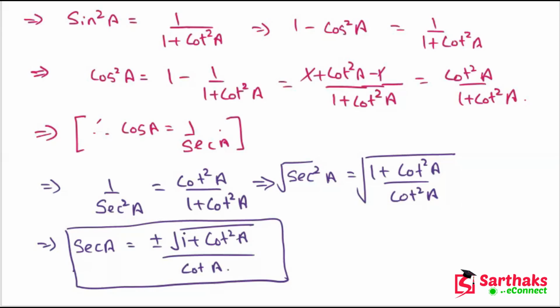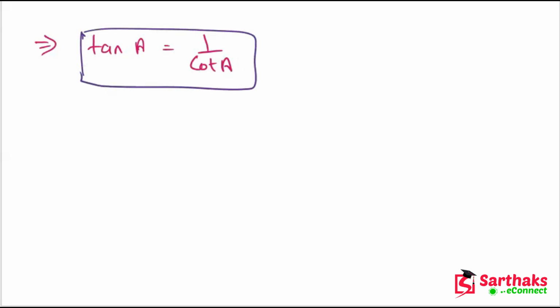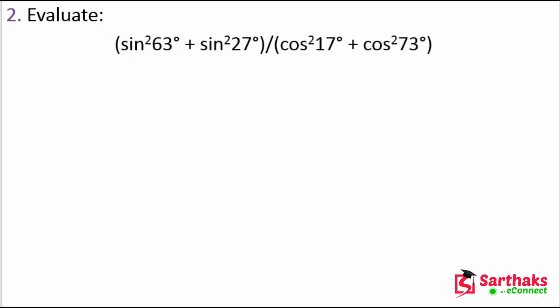Okay, so now we have to express the cot function in terms of the tan function, which is very easy. This is the identity. So we know that tan A is equal to 1 upon cot A. Okay, my dear friends. So let's move on to the next question.